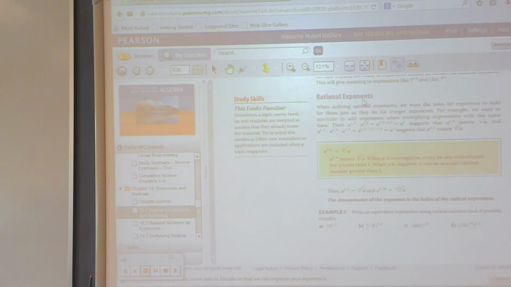Oh my, look at there. Rational exponents. We've already talked about that. Exponent over what? Rule number 6. Exponent over what? Index. Index. And that's what that's talking about on page 636.